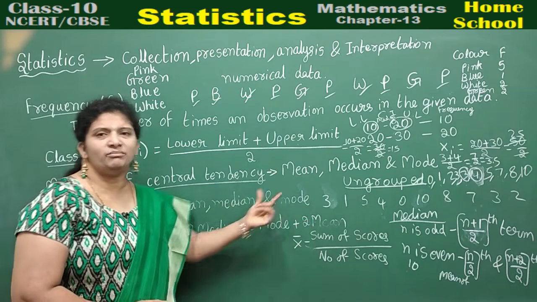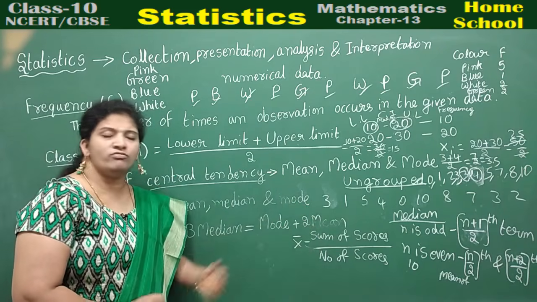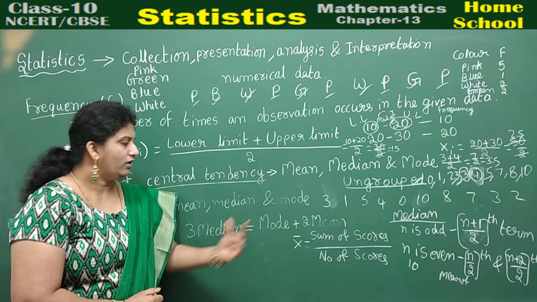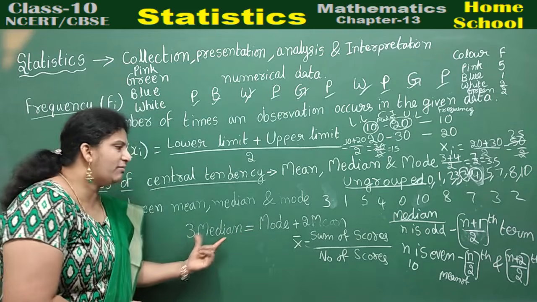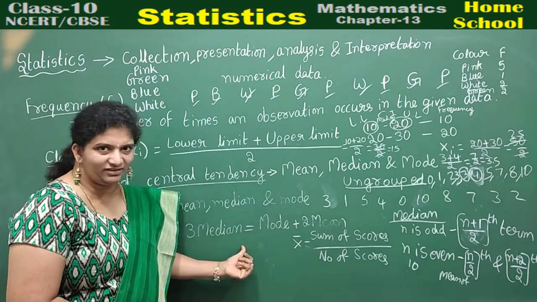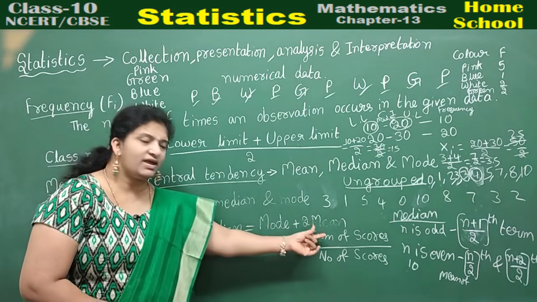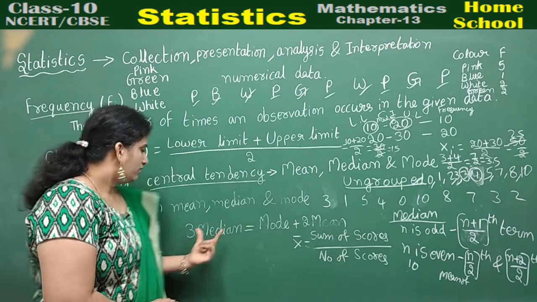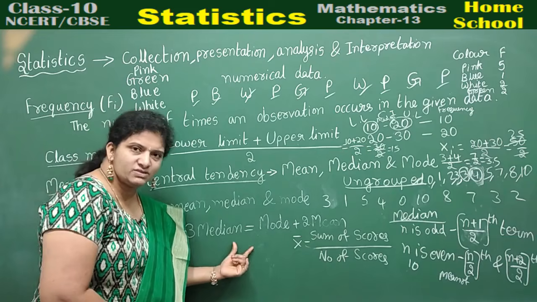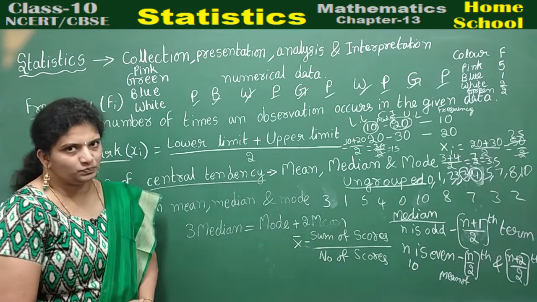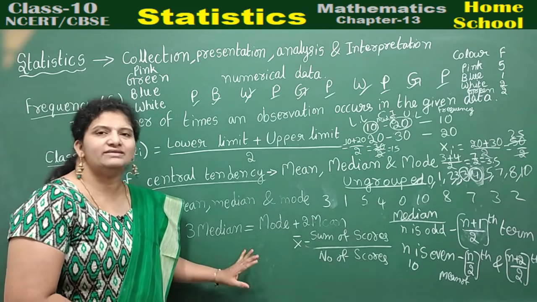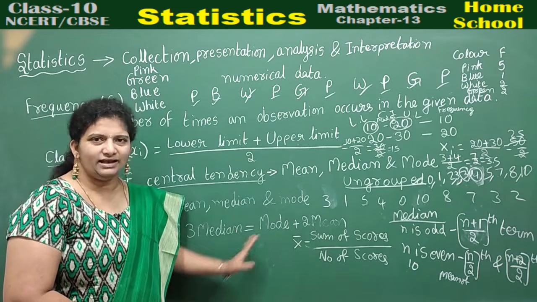Relation between mean, median, mode. In the form of mode, if they ask, what you need to write? Mode is equal to 3 median minus 2 mean. Similarly, if they ask mean, it is (3 median minus mode) by 2. Like this, you can interchange the single relation.